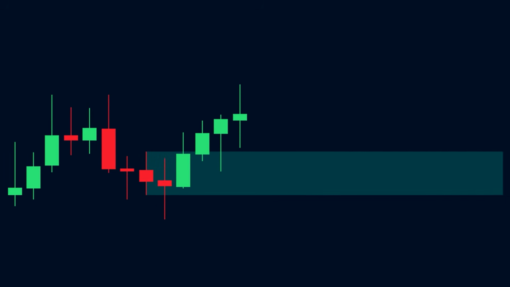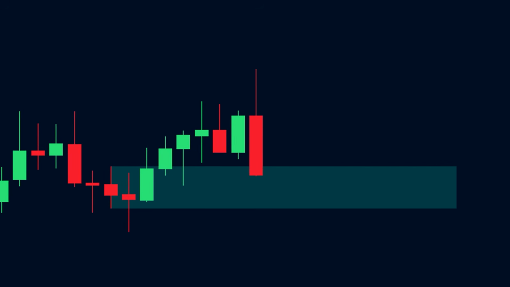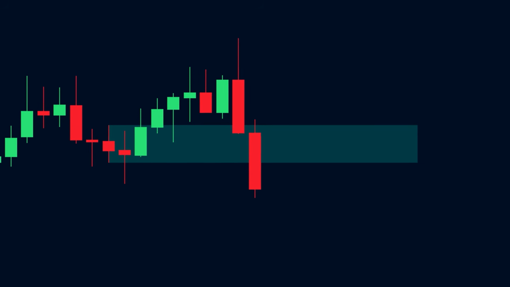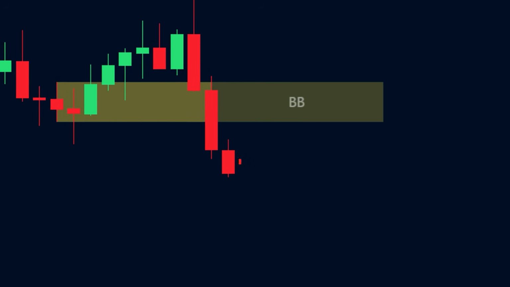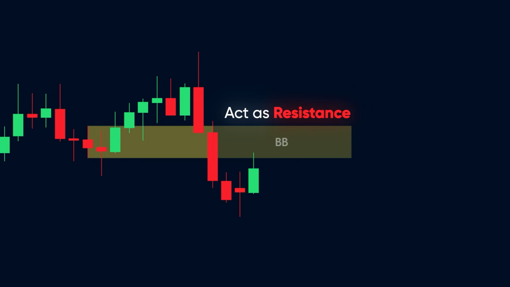Let's make this concrete. Say you've got a bullish order block, a zone where you expect buyers to step in. Price approaches the zone, but instead of bouncing off of it, it breaks below. That bullish order block just became a bearish breaker block. If the price returns to that zone, it will now act as resistance.